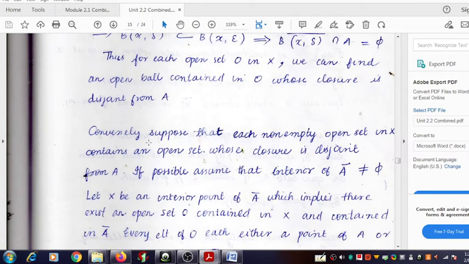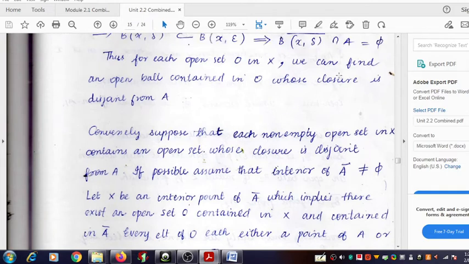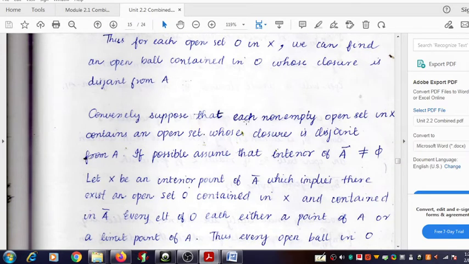Now to prove the converse part, conversely we suppose that the last part we have proved here will be taken as an assumption. We assume that it is true.